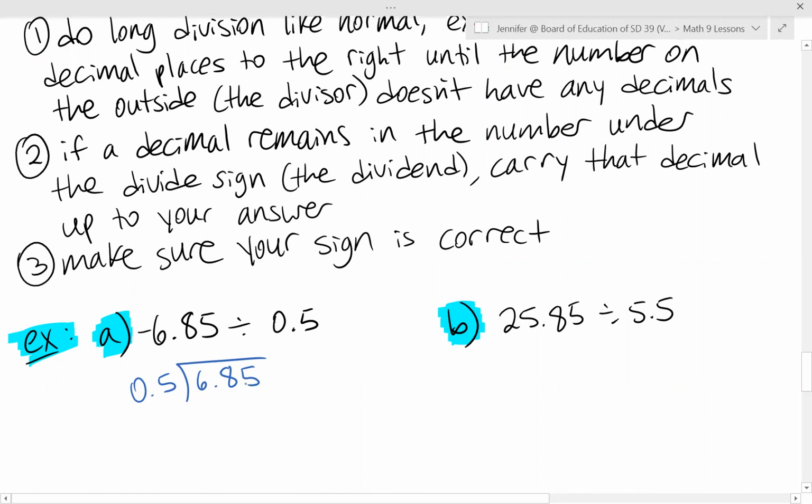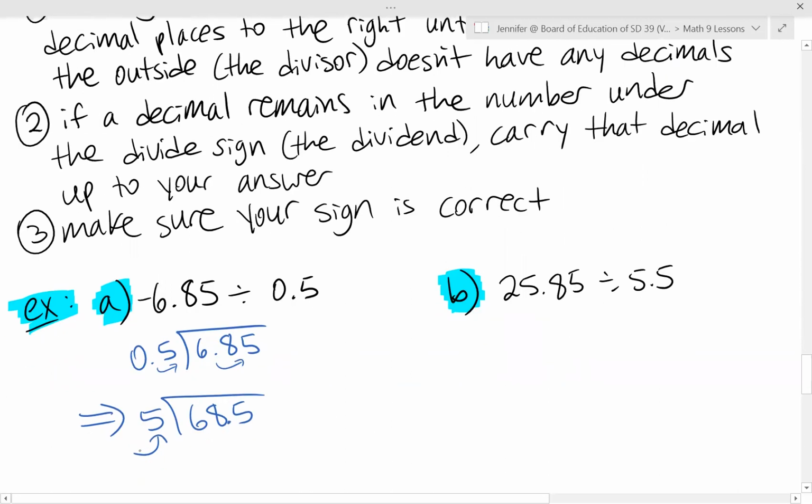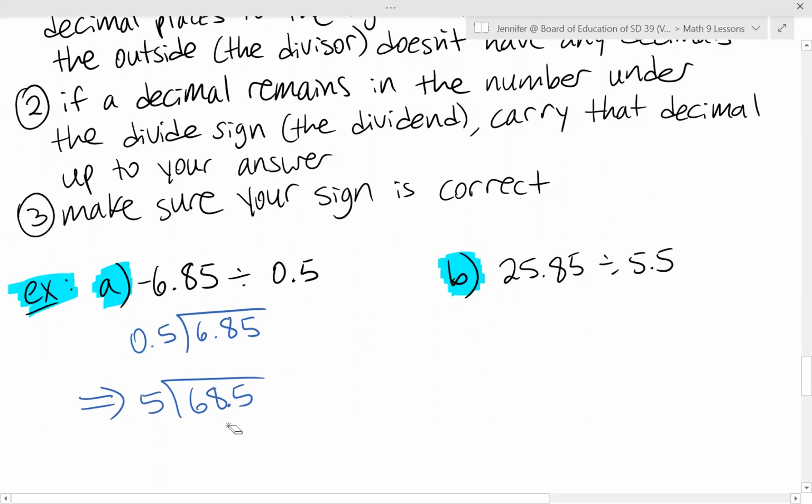So we want to move the decimal places to the right until the number on the outside, this one, the divisor, doesn't have any decimals. So if we move this decimal over 1, then we would have 5. We have to do the same thing with the number on the inside, so that'll become 68.5. So we just have moved this decimal place over 1 for each, and we do that continuously until the number on the outside here no longer has any decimals in it, which we have achieved by moving it once. So now we're going to do this division question.